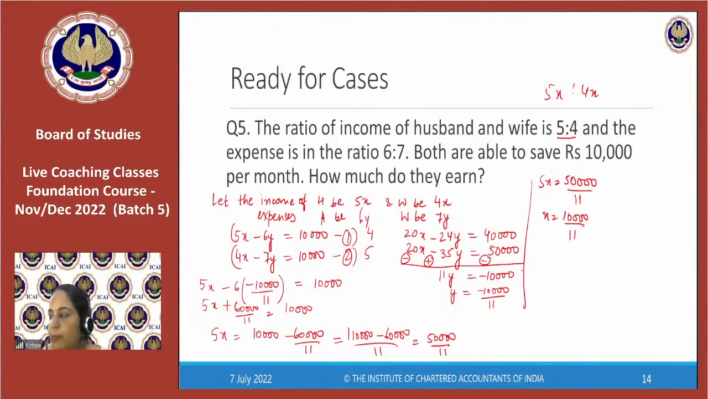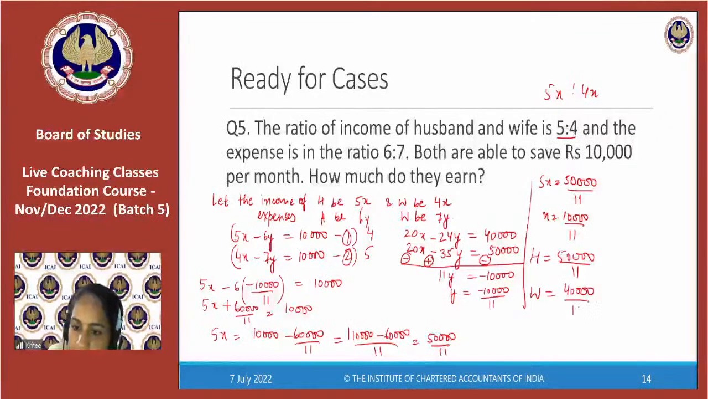Fine. So basically what we can understand from here is that your income is about a multiple of 10,000 by 11, and rather than expending from your income, you are expending from the negative side, you're not expending at all. If you want to get the logic, otherwise it's like this, you get the value of x. So income of husband would be 5 times the ratio, and income of wife would be 4 times the ratio.